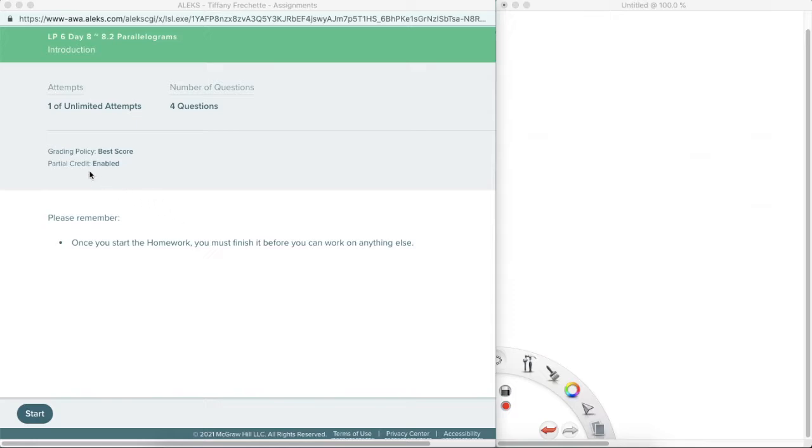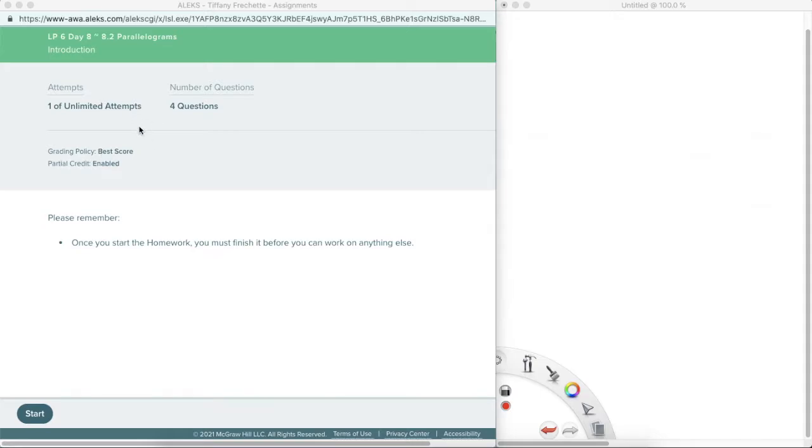The first thing you should see as a student is a due date. I don't see that on my teacher preview, but you see it on your student side. The second thing is the number of attempts. Remember, you will always have unlimited attempts on homework, tests, and quizzes. Number of questions just lets you know how many are on this particular assignment. Grading policy is best score, so whichever attempt is the best one is the one to keep.